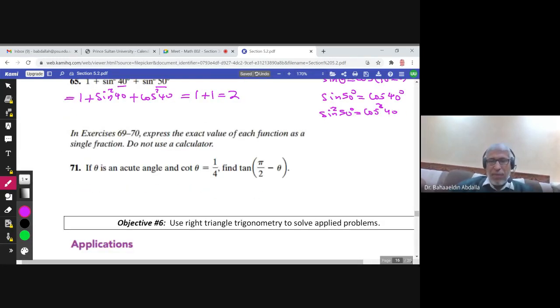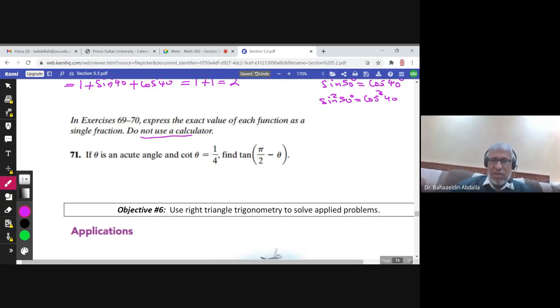Another question: express the exact value of each function as a single fraction. Do not use a calculator. If he says do not use a calculator, he needs you to write the steps, okay? Not just the answer. You need to write the steps.